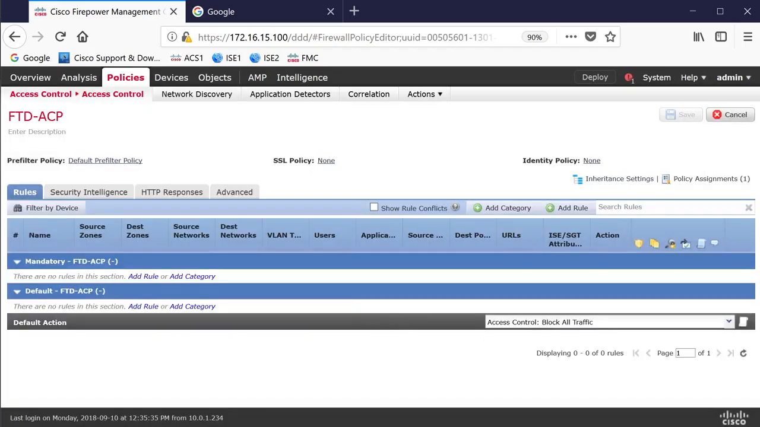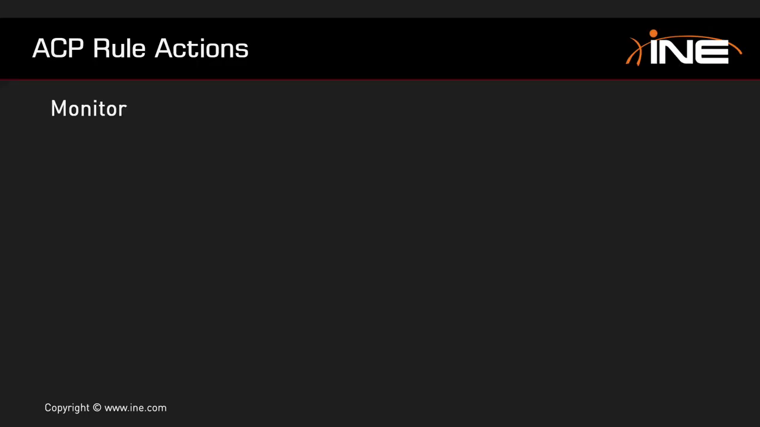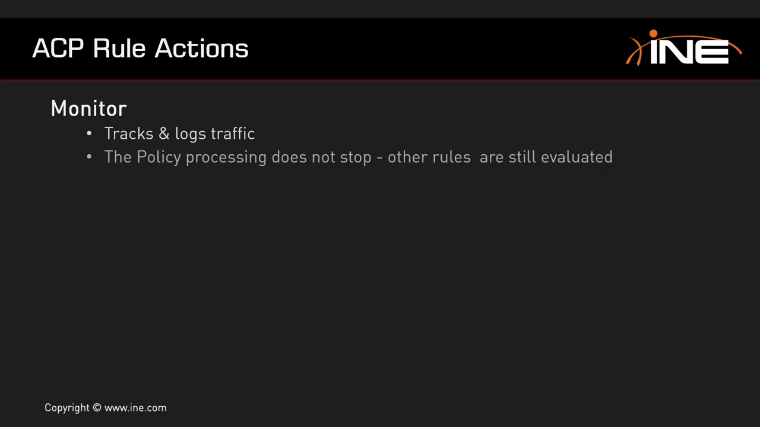Okay, so going back to those actions, the monitor action is not going to be affecting communication in any way. It's not something that is going to cause the packet to be dropped or allowed. This one is used just to log the flows. So if your rule is configured with the monitor action and a packet hits the rule, it means that you will log this communication, but you will still evaluate other rules in the policy.